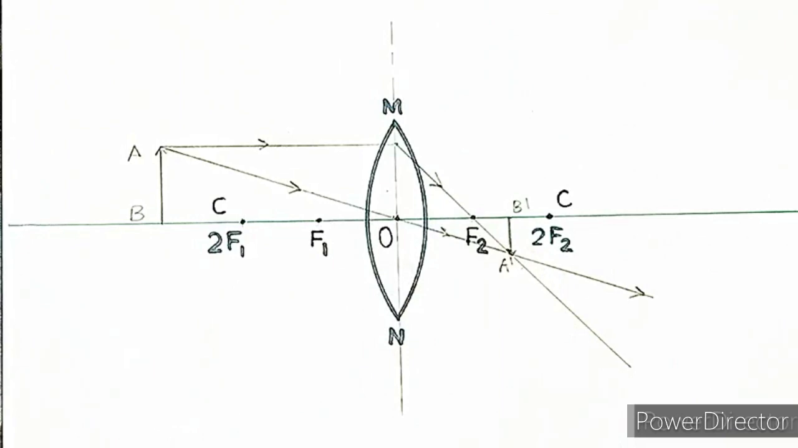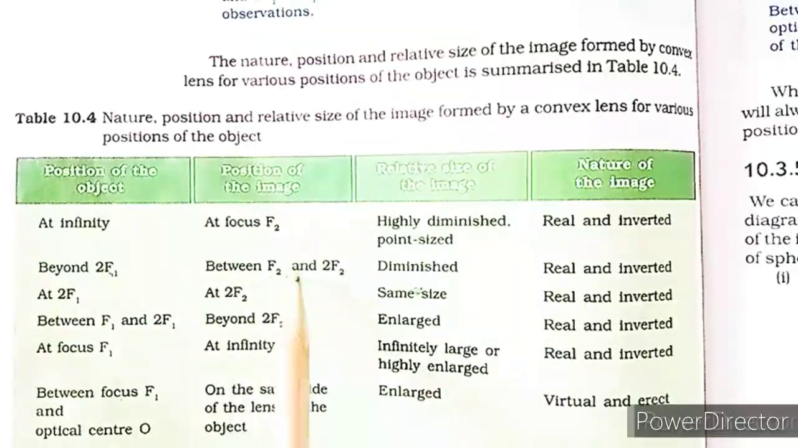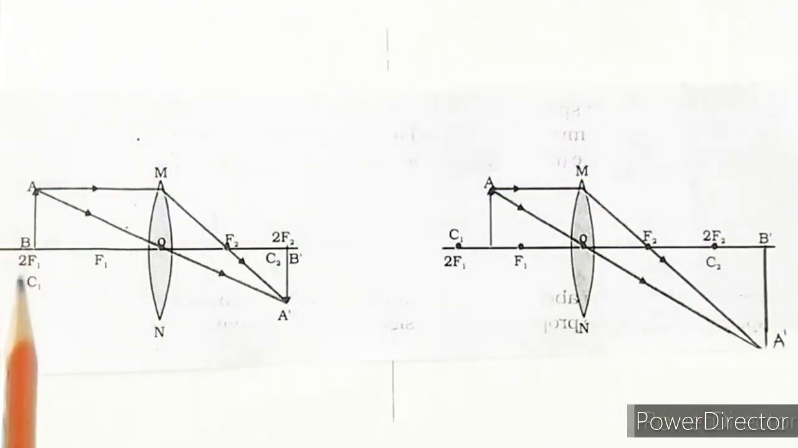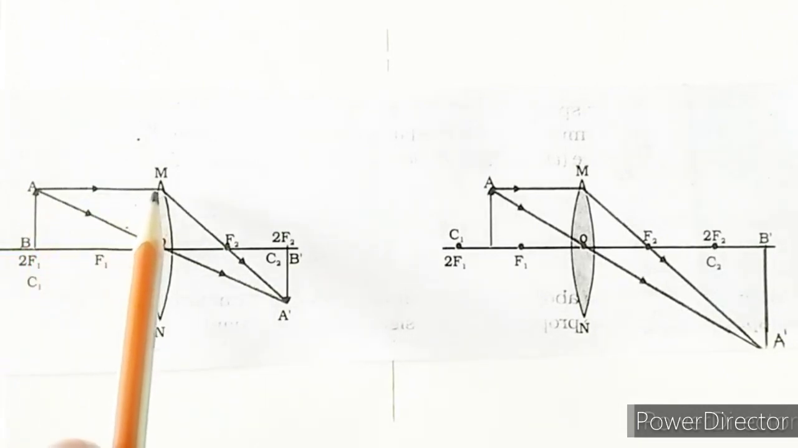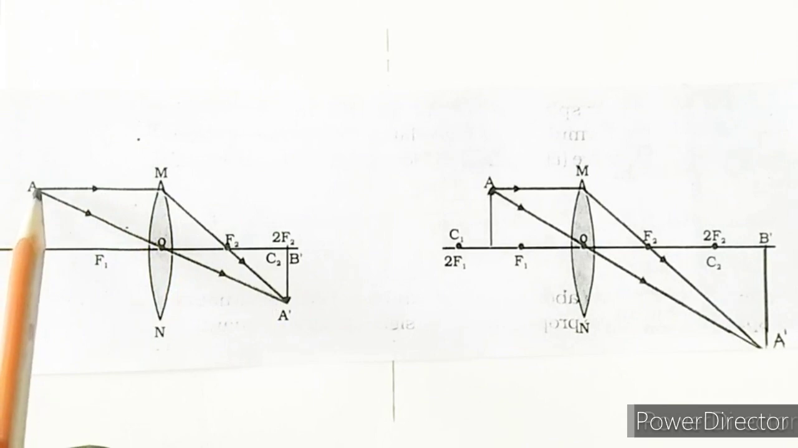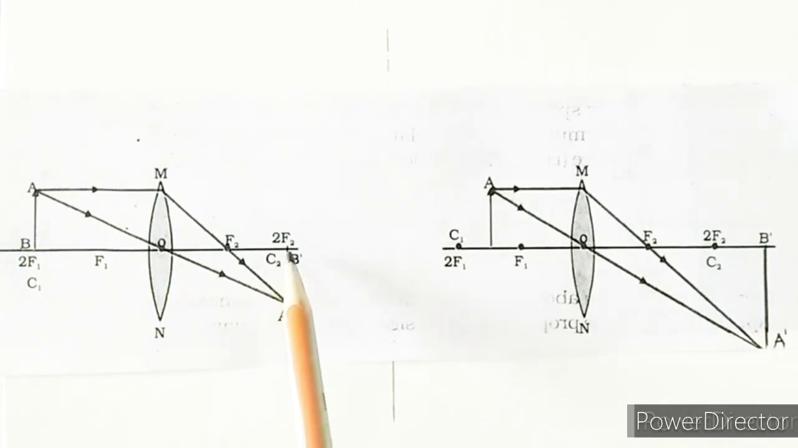Now let's check that in the textbook. So it's beyond 2f1. The image is formed between f2 and 2f2. It is diminished, real and inverted. See the next position. Now your object AB is kept at 2f1. So you can see a ray of light parallel to principal axis. After refraction, it will pass through f2. And the second one, a ray of light passing through optical center, comes out without any deviation. They both meet at this point. So if you draw this perpendicular line, that will be your image A bar, B bar.